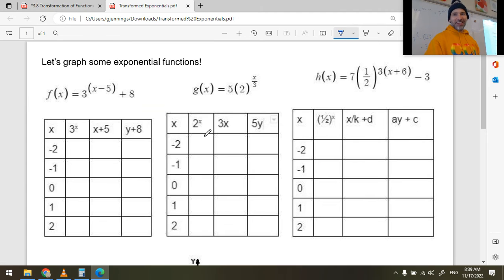All right, let's keep going. So here is how I would apply this method. Let's take a look at 3 to the x minus 5 plus 8.